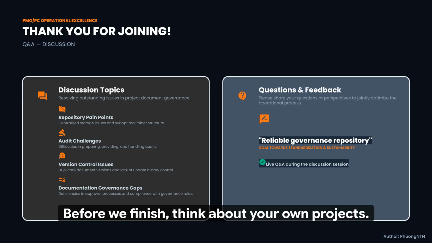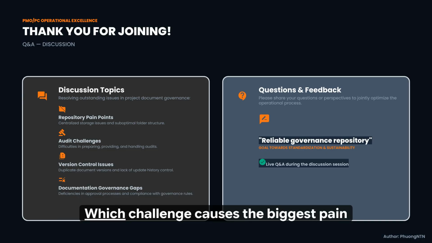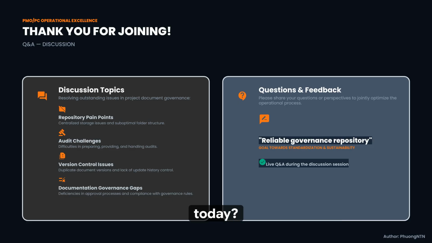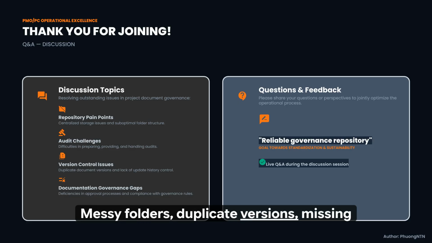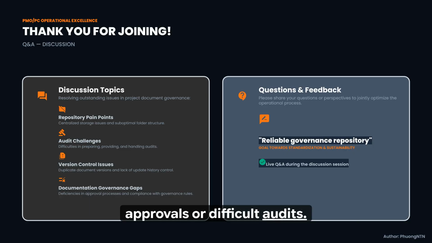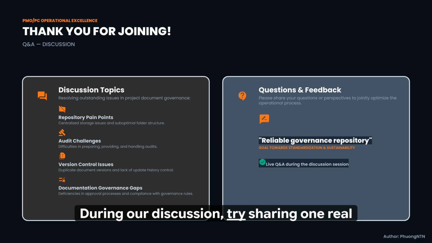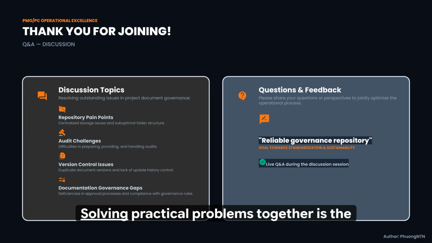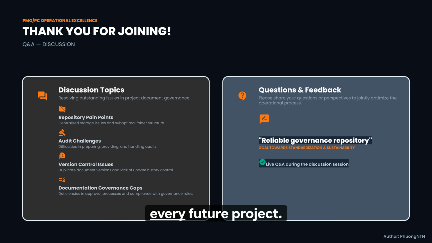Before we finish, think about your own projects. Which challenge causes the biggest pain today? Messy folders, duplicate versions, missing approvals, or difficult audits? During our discussion, try sharing one real example. Solving practical problems together is the fastest way to improve governance across every future project.